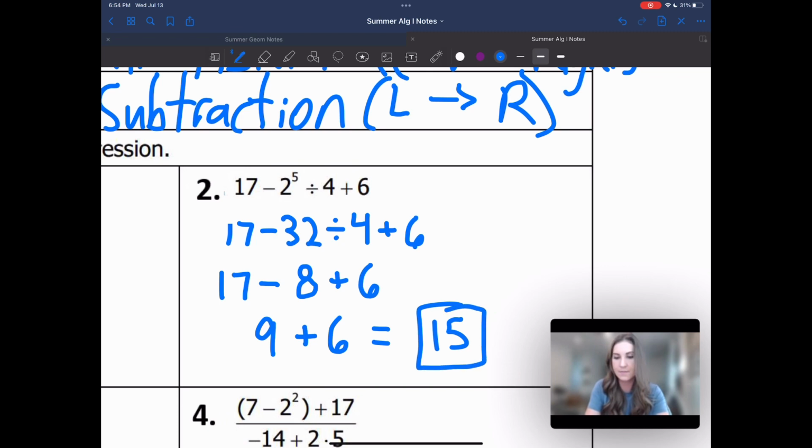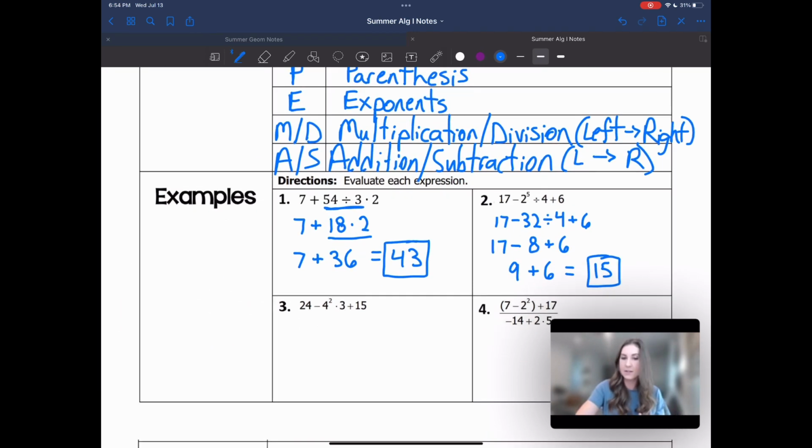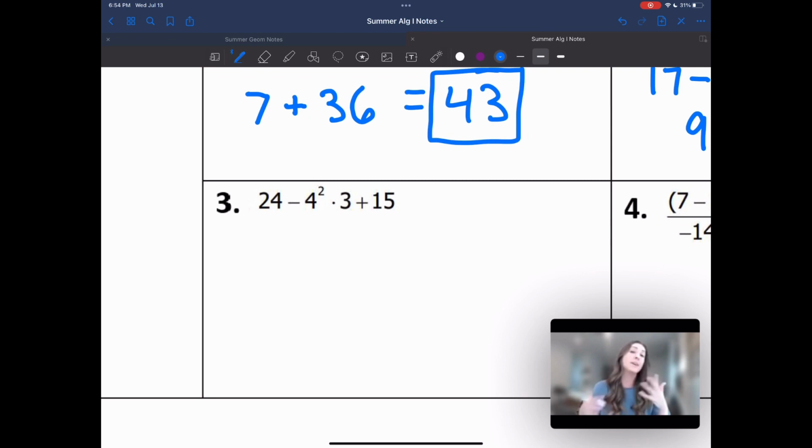Final answer. All right, let's try another one, number 3. And if you guys want to start trying these on your own, feel free to pause the video, fast forward a little bit, and then check your answer.